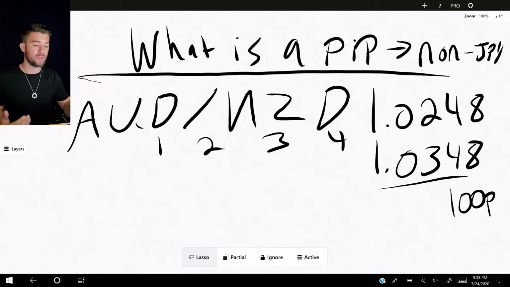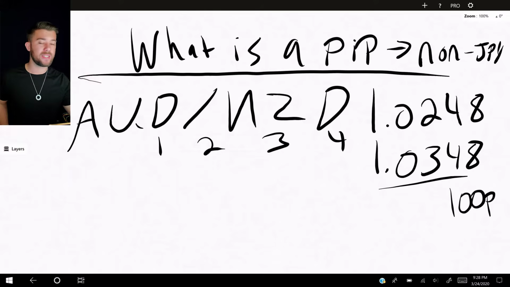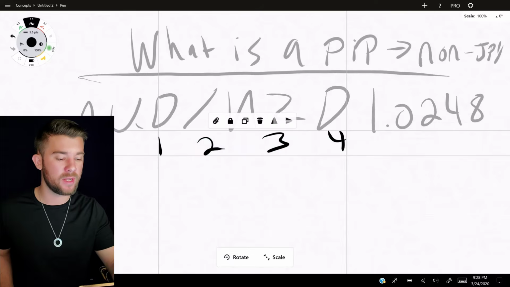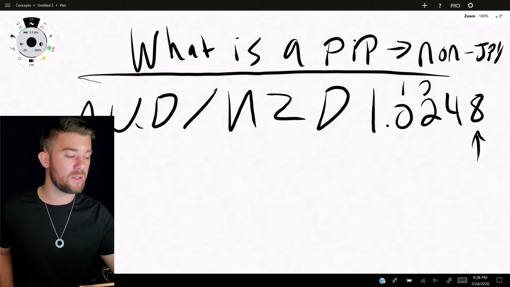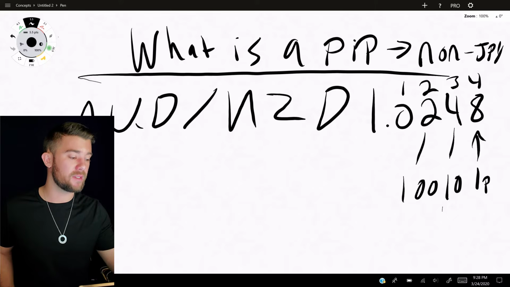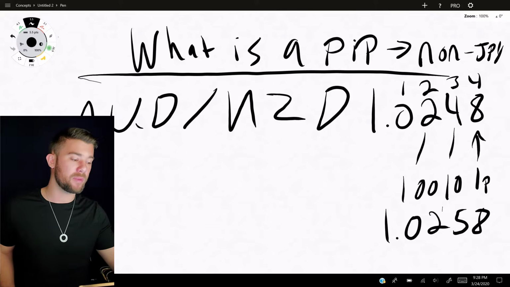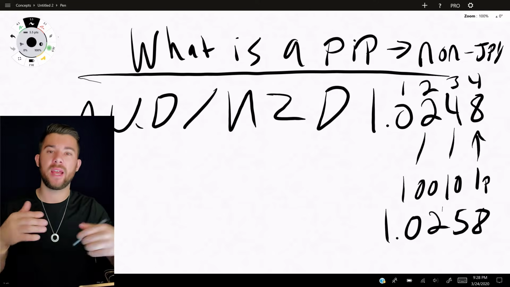And remember, the way we're looking at this is our pip, our 1 pip, is the fourth decimal place away from the decimal. Okay? So just as a final review here on non-yen pairs, if we have the fourth decimal place here, this would be 4, right? 1, 2, 3, 4 after the decimal. This is 1 pip. This is the tens. This is the 100s. So if we move to 1.0258, then we have moved up 10 pips. That's how you need to be looking at it in terms of what a pip is and how it's valued.